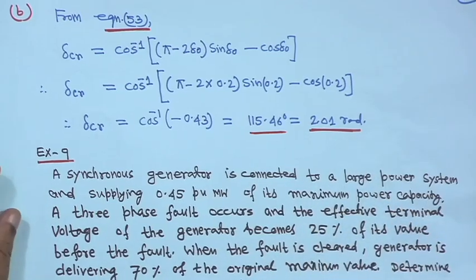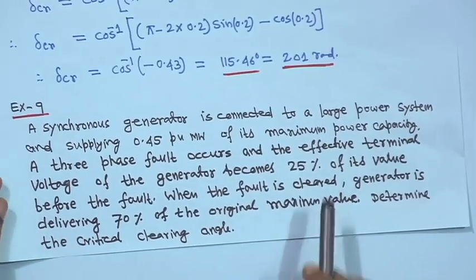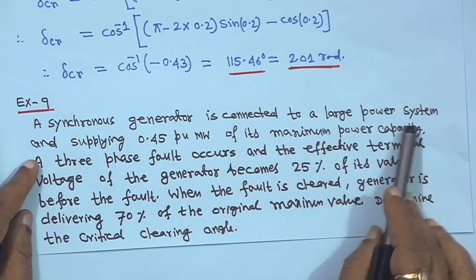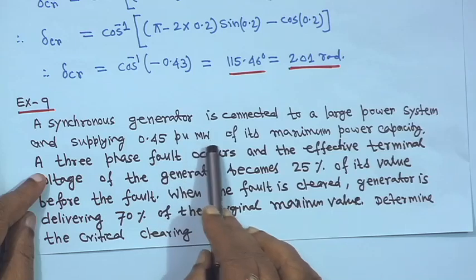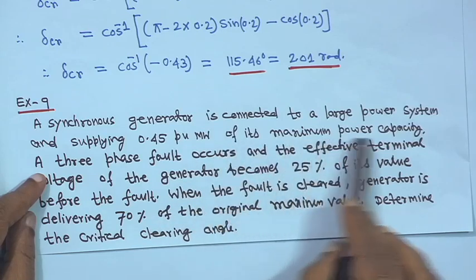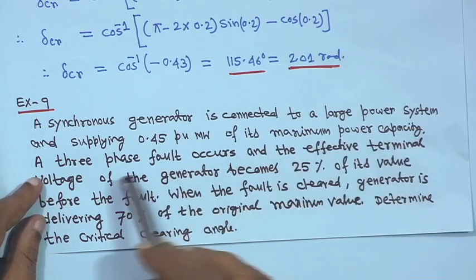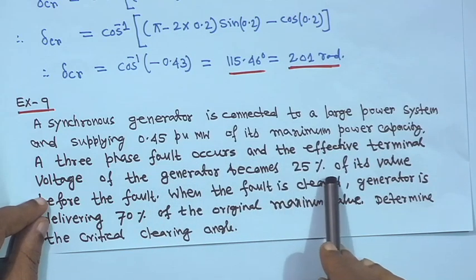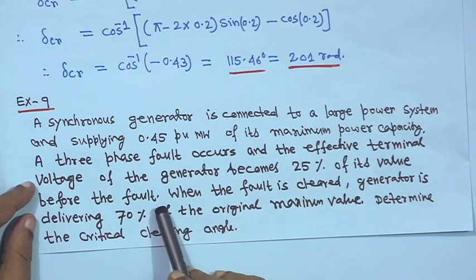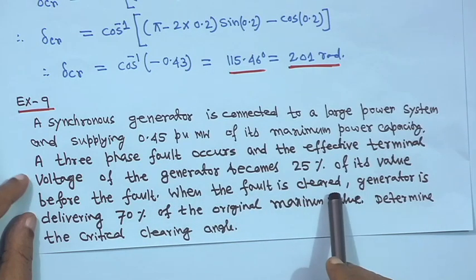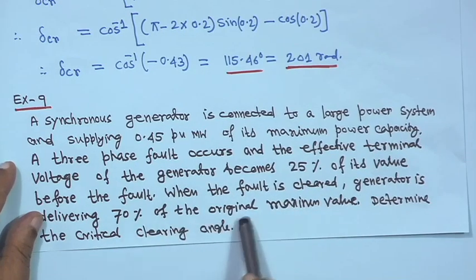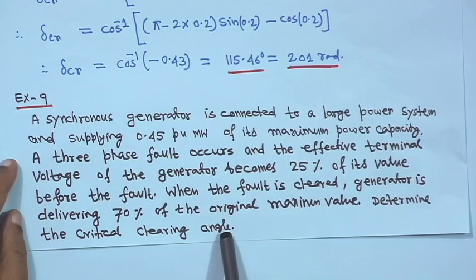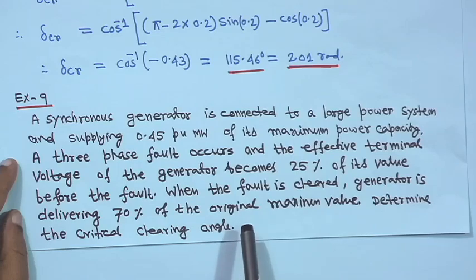So, next is your example 9. Suppose a synchronous generator is connected to a large power system and supplying 0.45 per unit megawatt power of its maximum power capacity. A 3-phase fault occurs and the effective terminal voltage of the generator becomes 25% of its value before the fault. But when the fault is cleared, the generator is delivering 70% of the original maximum value. Determine the critical clearing angle. You have to find out the critical clearing angle.